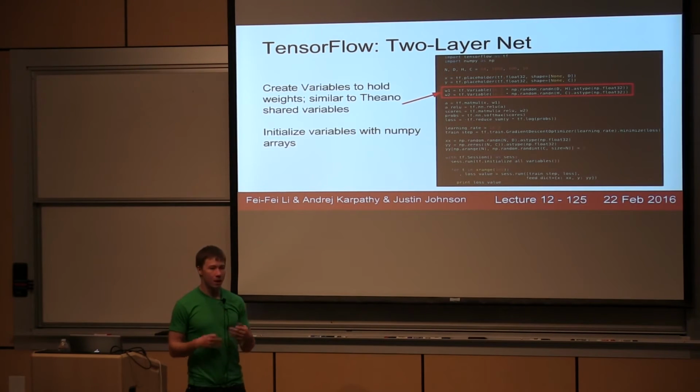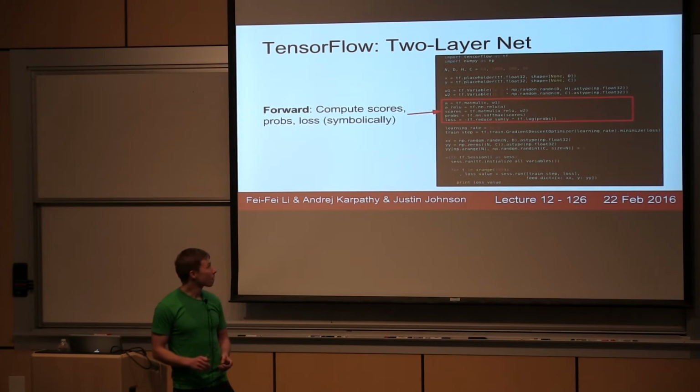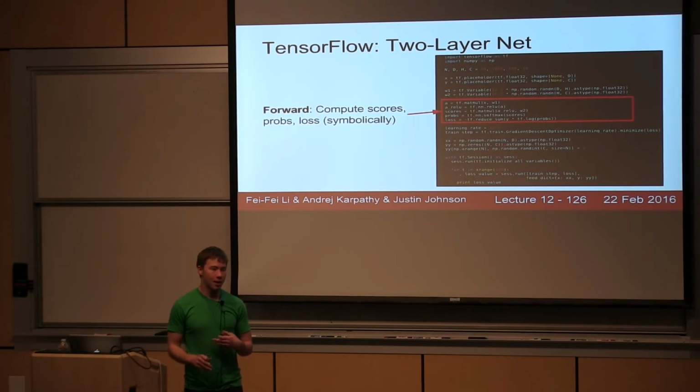We're also going to define weight matrices. In Theano, we had these shared things that lived inside the computational graph. Same idea in TensorFlow, except they're called variables. Just like in Theano, we computed our forward pass using these library methods that operate symbolically on these things and build up a computational graph. So that lets us easily compute the probabilities and the loss and everything like that symbolically.